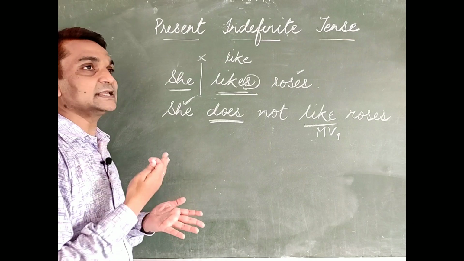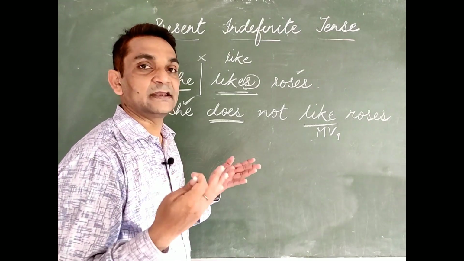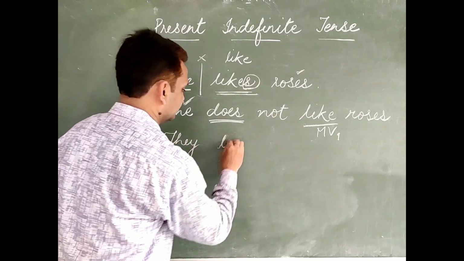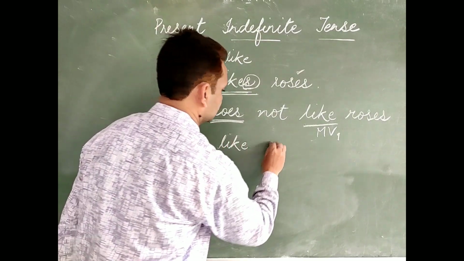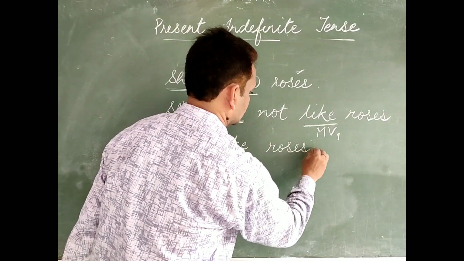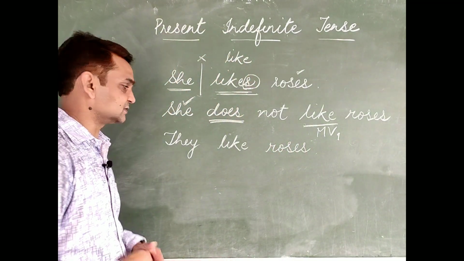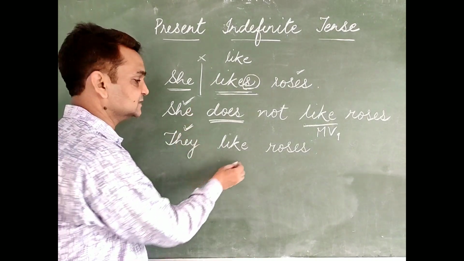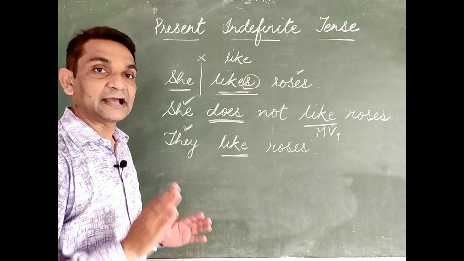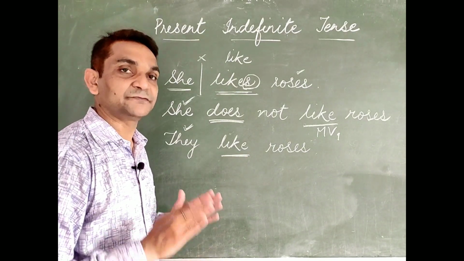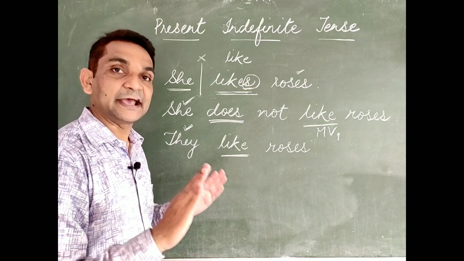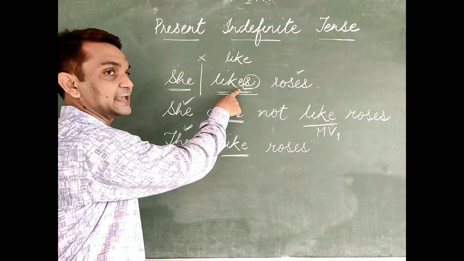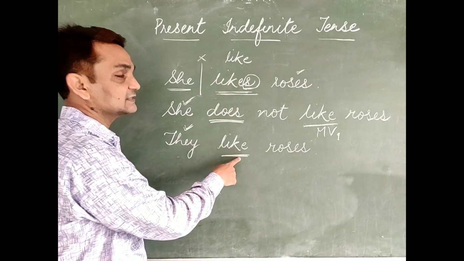Now suppose that the sentence would have taken a plural subject. They like roses. Now they is a plural subject, that's why in affirmative sentence we have used like, present form of the main verb, that is the first form of the main verb, without adding s or es. When we used she, it was likes. When we used they, it is like.